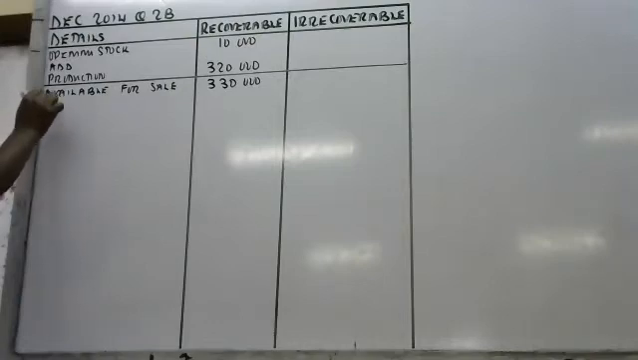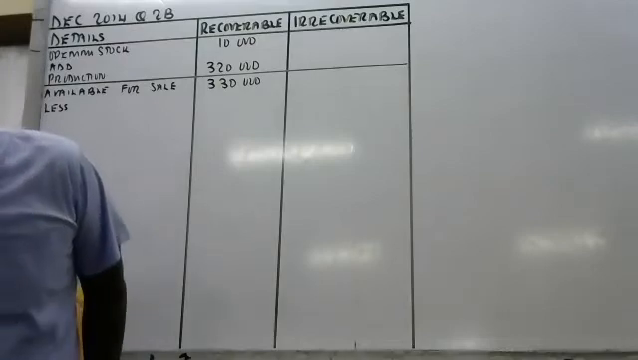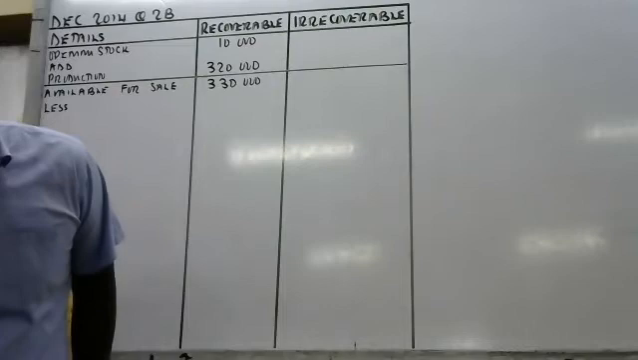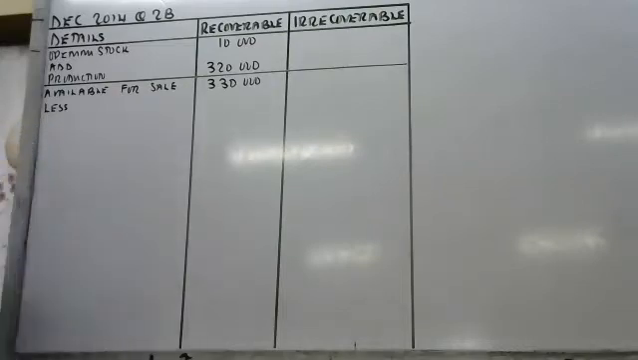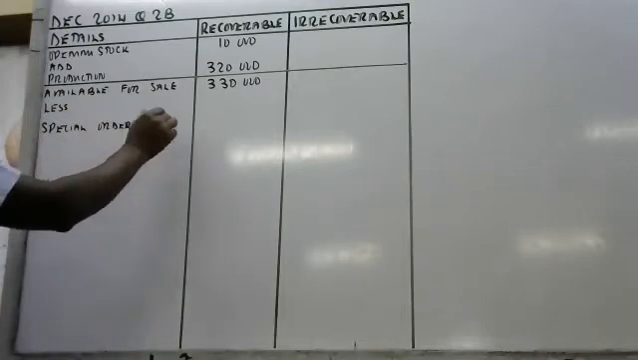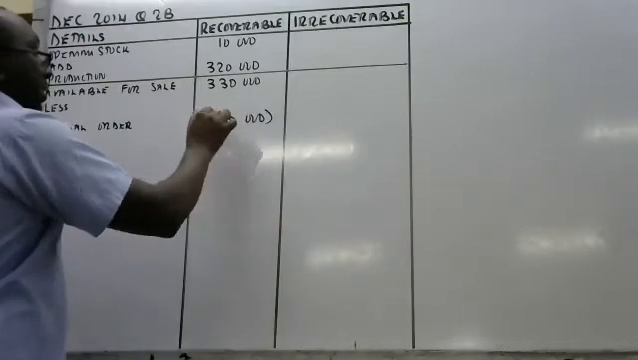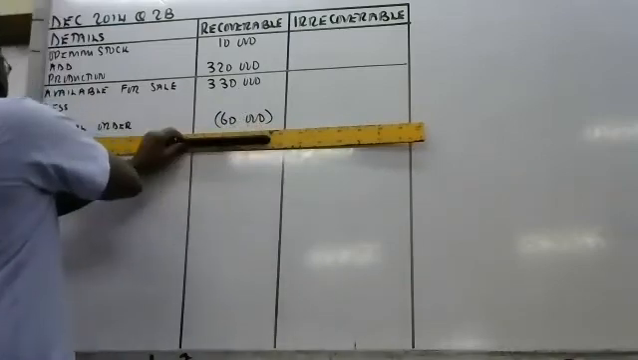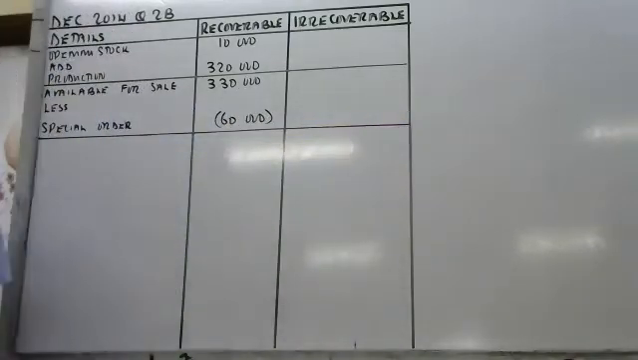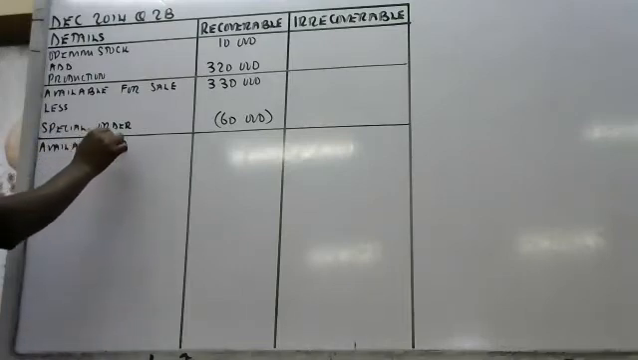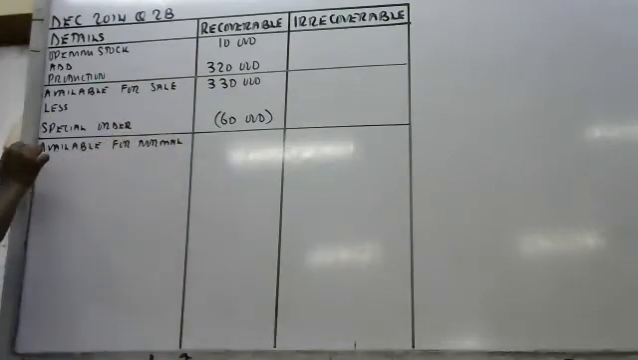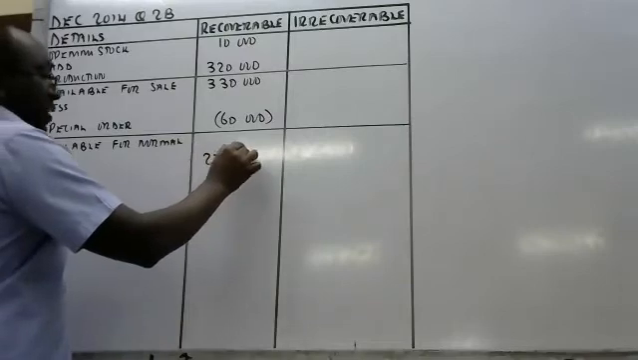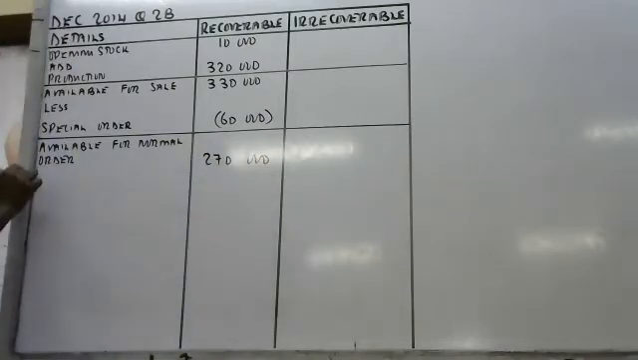You less the normal order. Not the normal order. We are going to give preference to the special order. You less special order. Now, special order is coming to take 60,000. So what you get now is available for normal order. We will be left with 270.